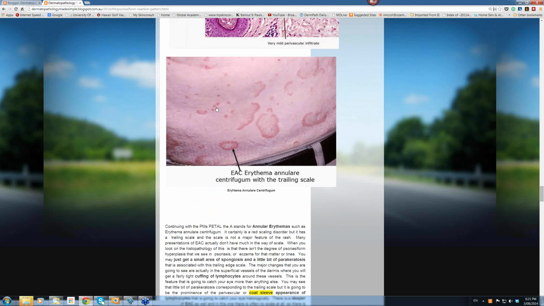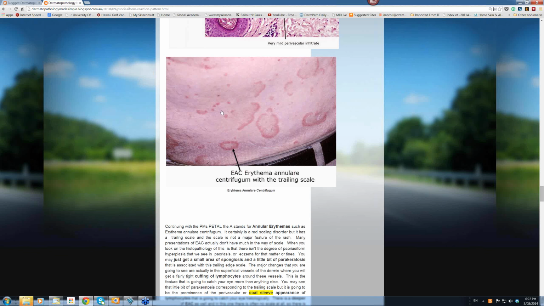PET also for annular erythemas. And this is probably the classic annular erythema, erythema annulare centrifugum. And sometimes these slowly enlarging partial circles join up and may give you a sort of serpiginous picture. Generally, the scale is a trailing scale. In other words, it's on the inside edge here in this condition. And it's a reaction pattern. It can be caused by a variety of things.